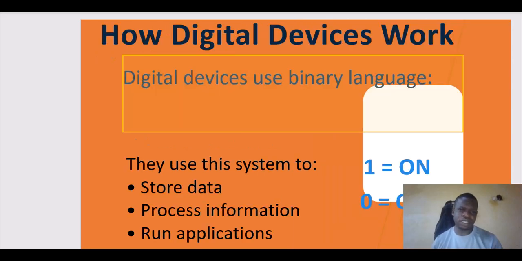So let's look at how digital devices work. Digital devices use binary language. They use this system to store data, to process information, and run applications. How do digital devices use binary numbers, binary language? It only stands for one and zero. One is for on and zero is for off.